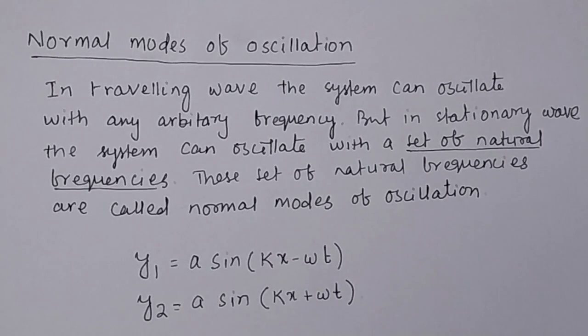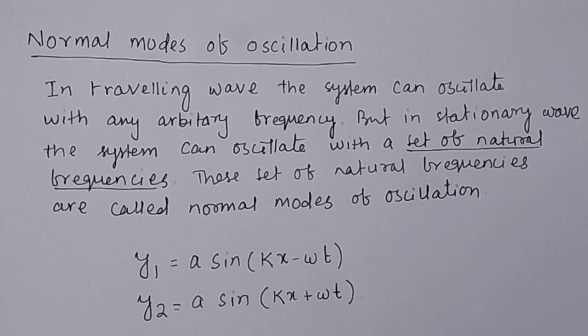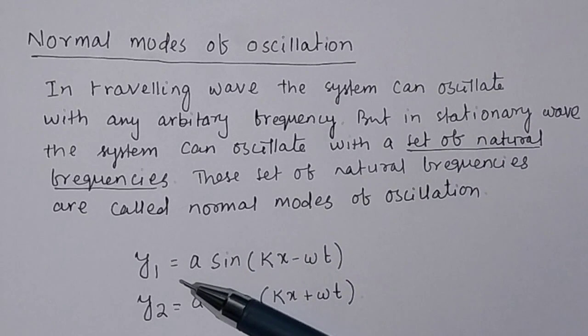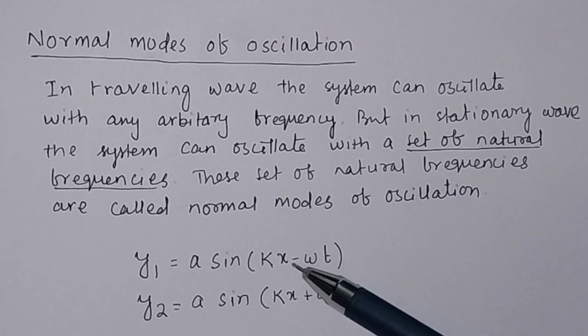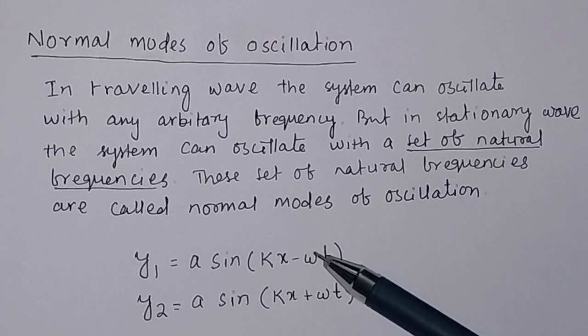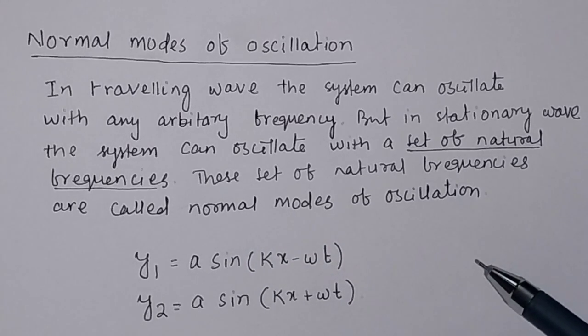What are normal modes of oscillation? Normal modes of oscillation are very useful in studying crystal structure. We know that in a traveling wave, the system can oscillate with any arbitrary frequency. The traveling wave can be represented by the equation y is equal to a sin(kx minus omega t). k is the wave vector, omega is the angular frequency. So a traveling wave can oscillate with any arbitrary frequency.